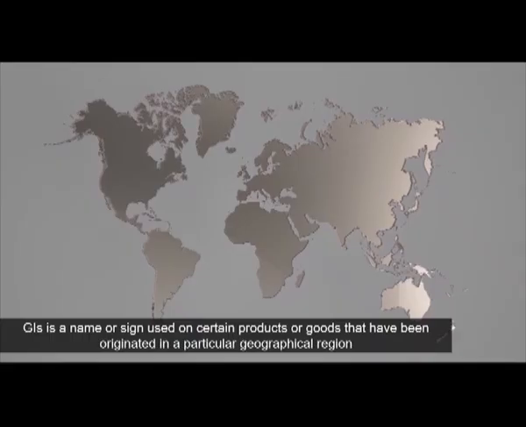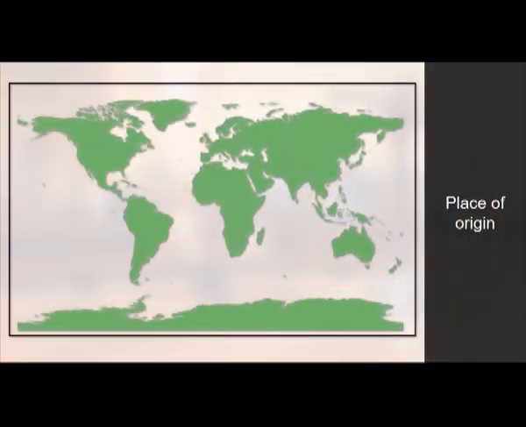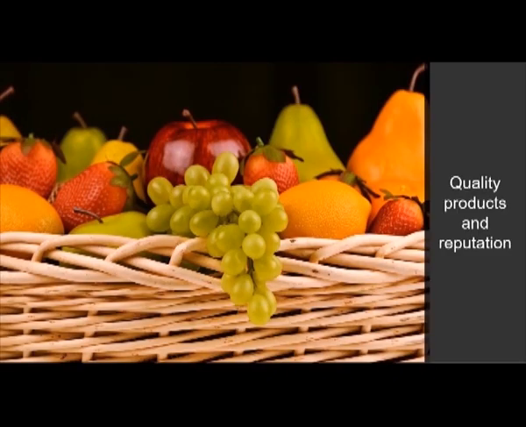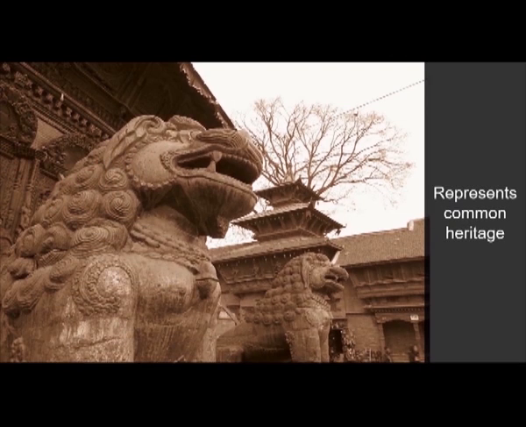GI, as the term itself suggests, the geographical indication, is a name or sign used on certain products or goods that originate in a particular geographical region. GI denotes that the product originates from a particular place and has a reputation or certain qualities because the product derives its qualities and reputation from that place. So the economic importance of GI as a kind of IP is the place of origin, the quality product and reputation, and it also represents the common heritage.